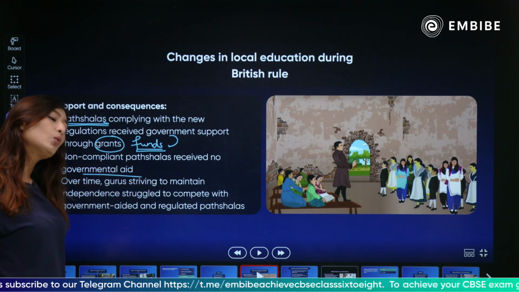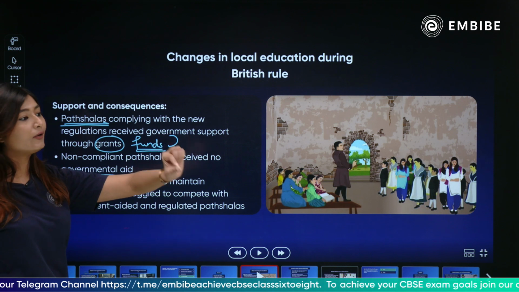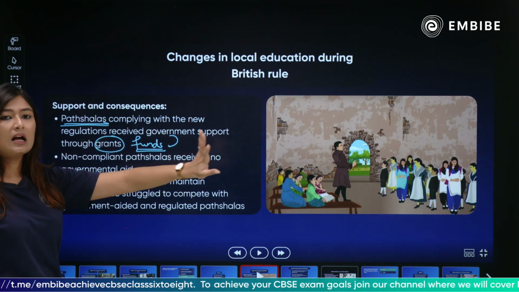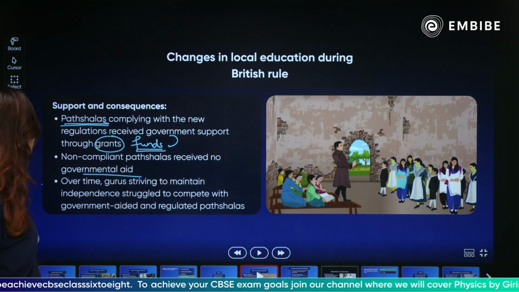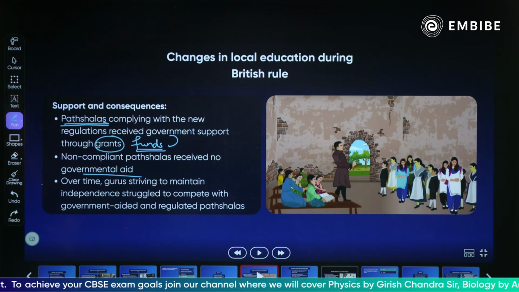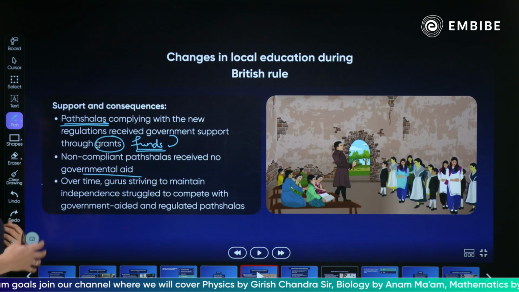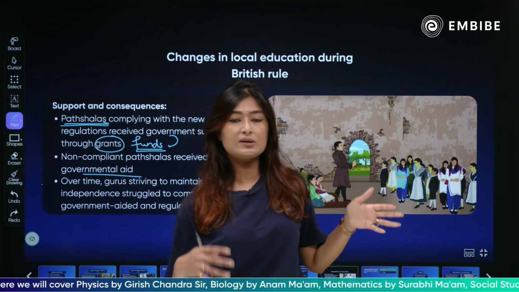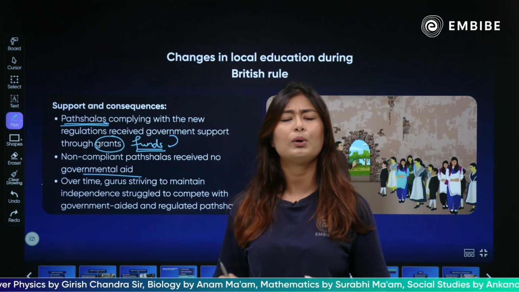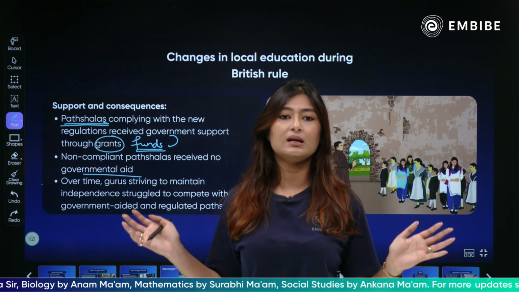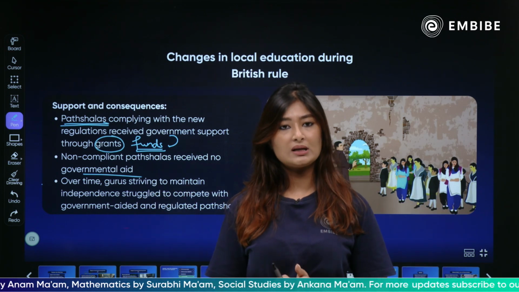तो अगर आप अपने स्कूल में ये चेंजेस होने दे रहे हो तो गवर्नमेंट will support you with money monetarily, otherwise कोई पैसा सरकार की तरफ से नहीं आएगा, they will give no money. Over time, gurus striving to maintain independence struggled to compete with the government aided and regulated pathshalas. Naturally, बच्चे, a lot of students started going to these government operated schools जो सरकार चला रही है, सरकार के द्वारा funded है, would have better facilities, would have government teachers. So a lot of students and people in general started going to these schools.